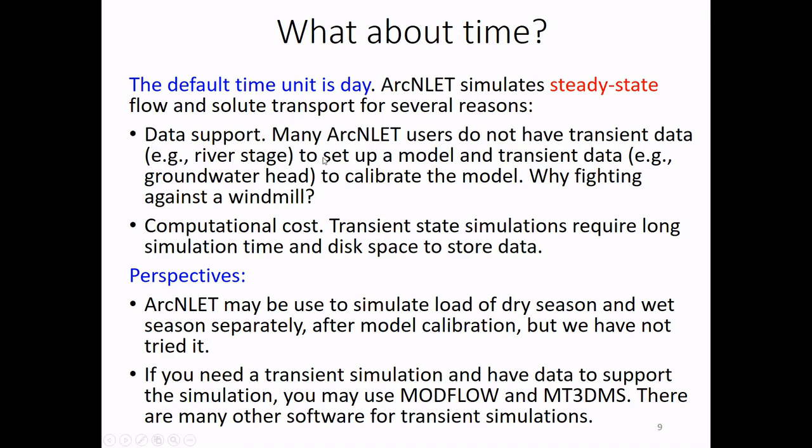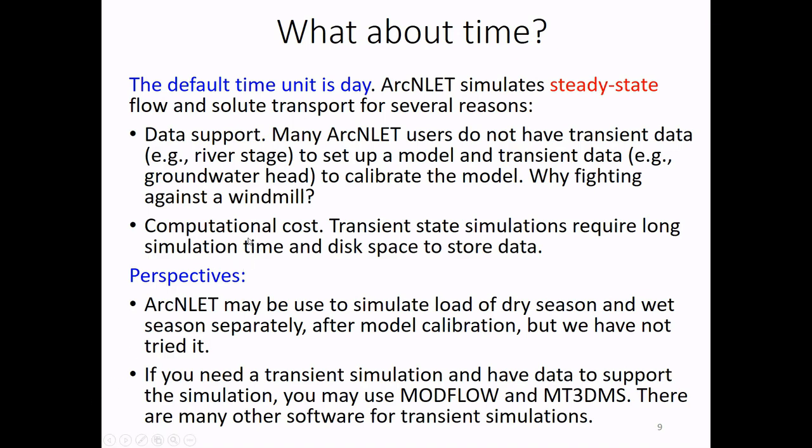Of course, using steady state is not physical because nothing is steady state in the real world. But if you don't have data to support a transient simulation, the only way you can go is to assume the system is steady state. For example, you have a river and you know the river stage changes every day, but you may not have data to support it. And then you need hydraulic groundwater head data to calibrate your flow model, and hydraulic head changes every minute. But you don't have transient data, so you have to assume steady state, right?